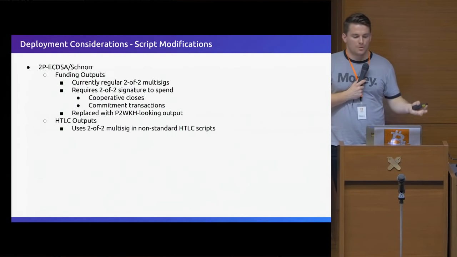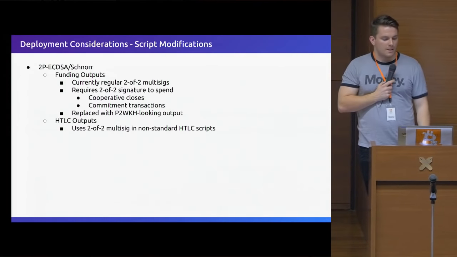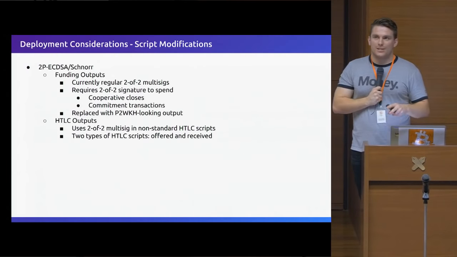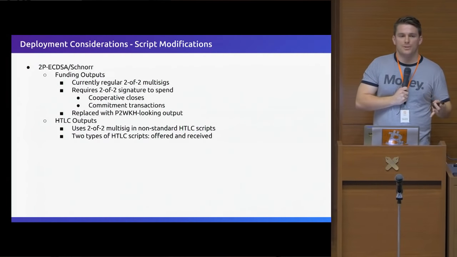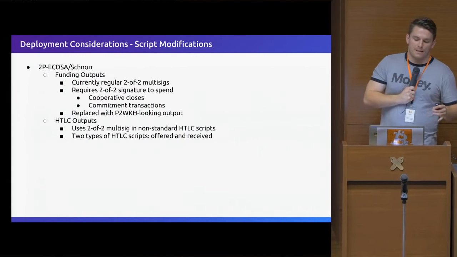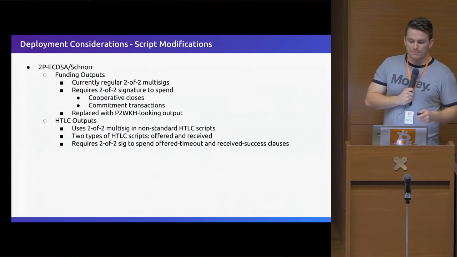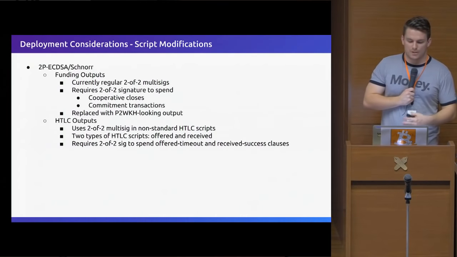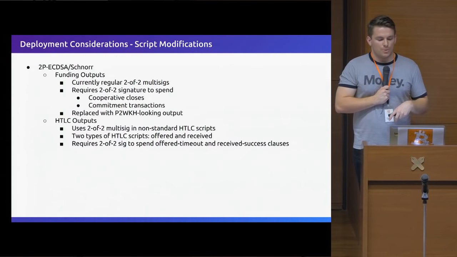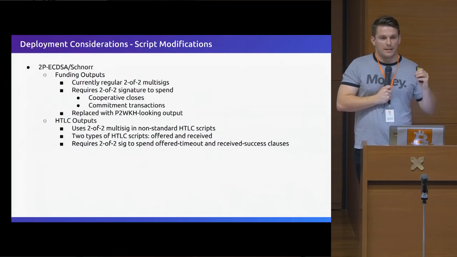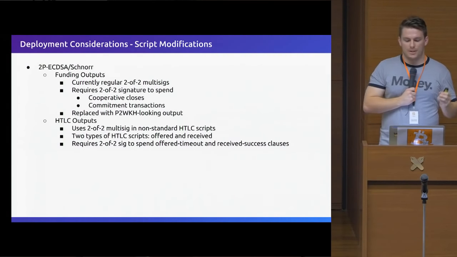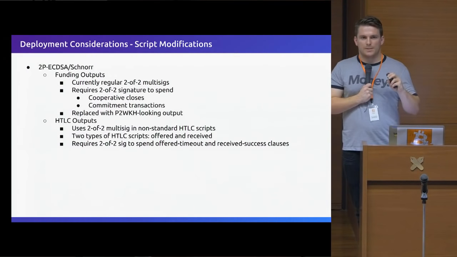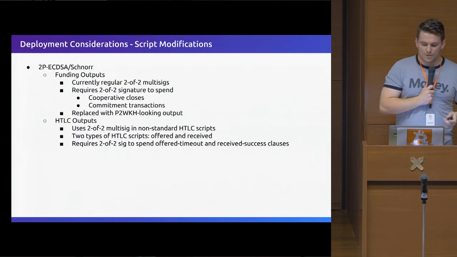HTLC outputs use 2-of-2 multi-sig and non-standard HTLC scripts. Basically, there are two types of HTLC scripts that we use in Lightning: an offered and a received HTLC script. They're mostly similar. It just depends on which direction the HTLC is flowing across the channel. Both require two signatures to spend, if it happens to be an offered timeout or a received success. Those are in essence the worst case in terms of space in the way that it manifests on chain.